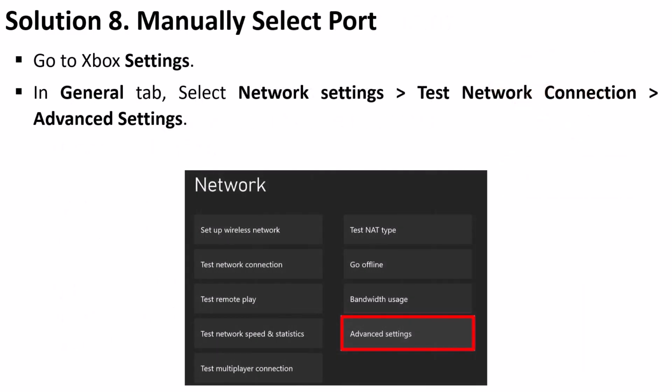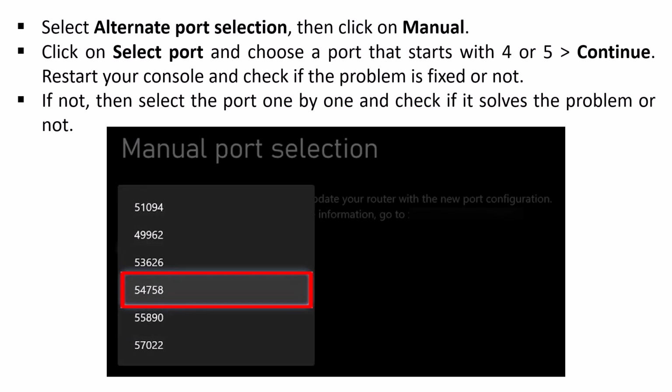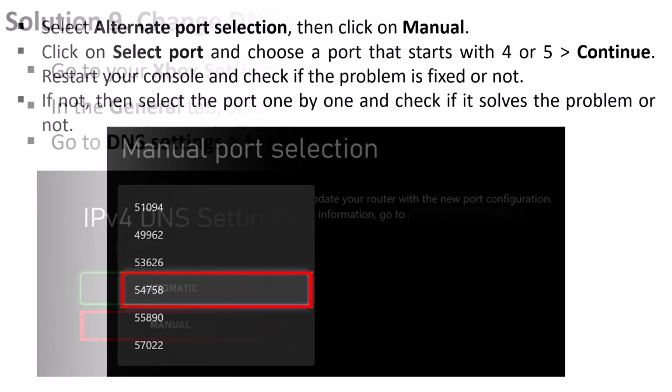Solution 8. Manually select port. Go to Xbox settings. In general tab, select network settings, test network connection, advanced settings. Select alternate port selection, then click on manual. Click on select port and choose a port that starts with 4 or 5. Continue. Now restart your console and then launch the game and check if the problem is solved or not. If not, then select the port one by one and check which one works for you.